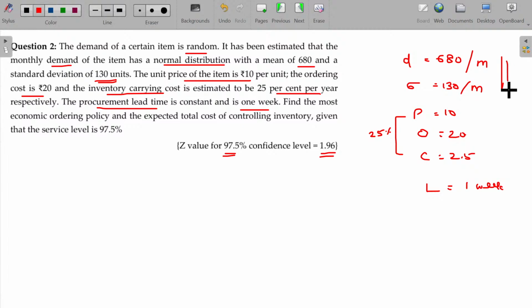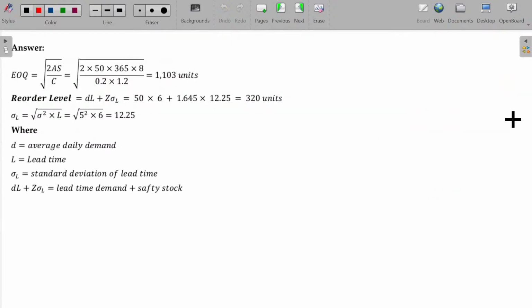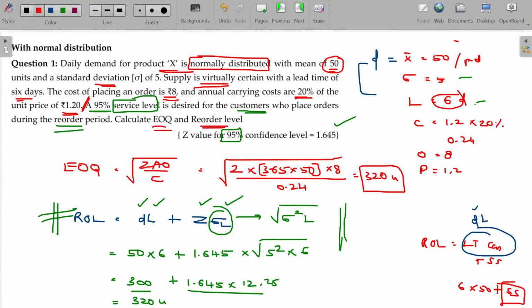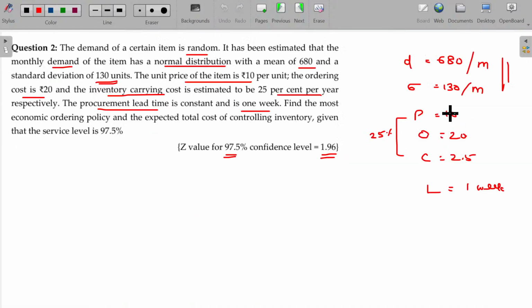So here the demand and standard deviation are given for the month, but lead time is given for a week. So you have to calculate the reverse way. Earlier, lead time being 6 days, but the demand is per day, so you multiply. Here, demand is for 1 month, but the lead time is 1 week. Then you have to find out the 1 week's demand. Clear. Find out the most economic ordering policy and expected total cost of controlling inventory given that the service level is 97.5%. Okay, first finish up EOQ.